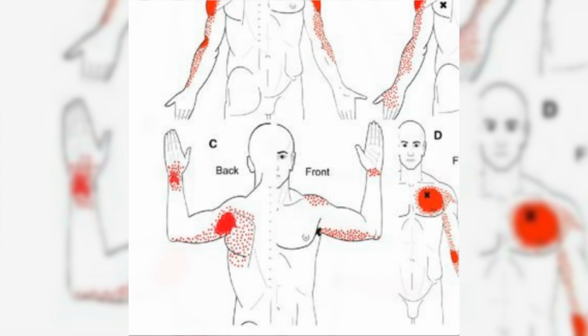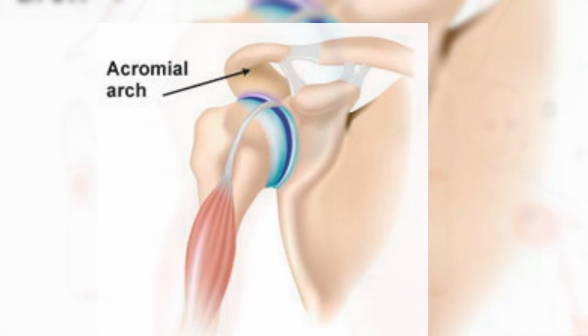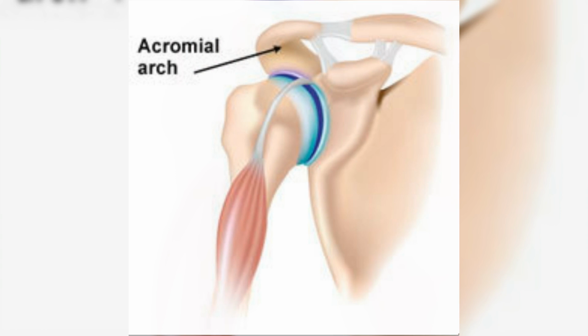To do this, your doctor will remove the inflamed portion of the bursa. He or she may also perform an anterior acromioplasty, in which part of the acromion is removed. This is also known as a subacromial decompression. These procedures can be performed using either an arthroscopic or open technique.